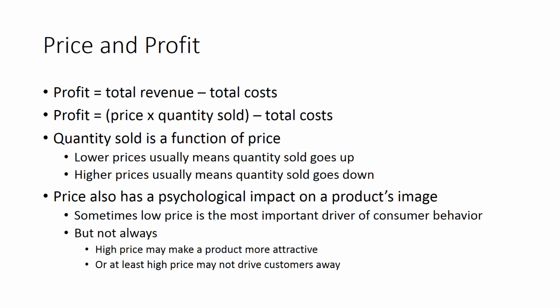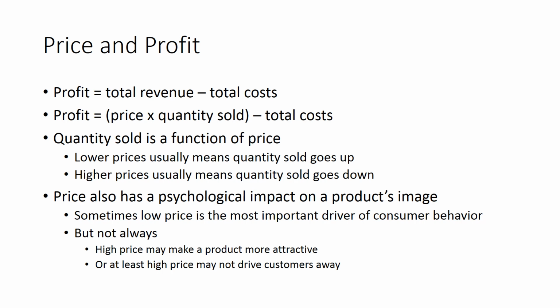Here's a look at price and the elasticity of demand. Price is an interesting part of the marketing mix because it has both a direct and an indirect impact on profit. Profit, of course, is total revenue minus total costs. Total revenue is price times quantity sold, so when you change price, you can change total revenue and profit.